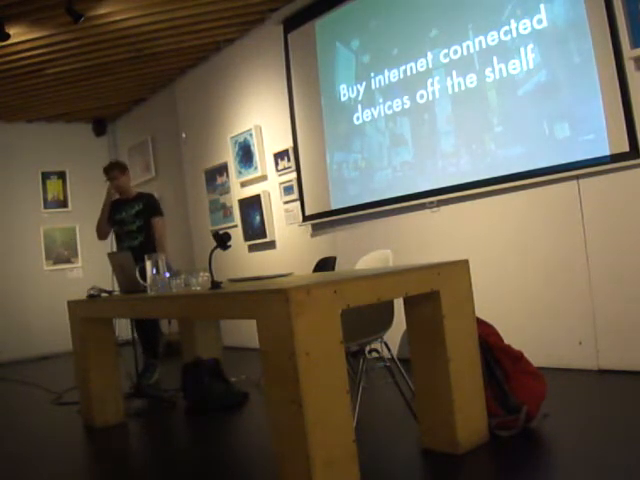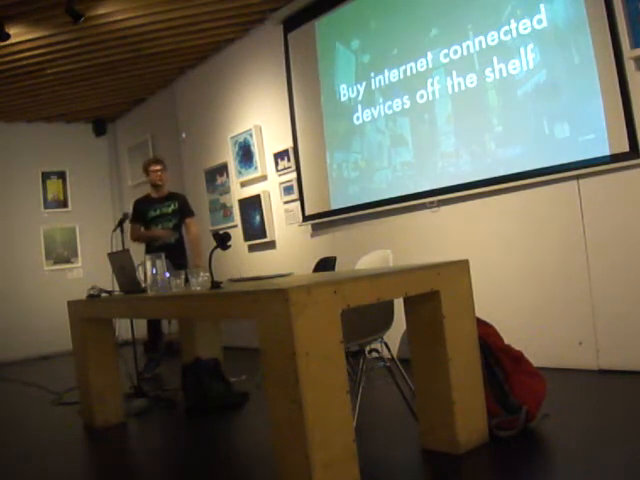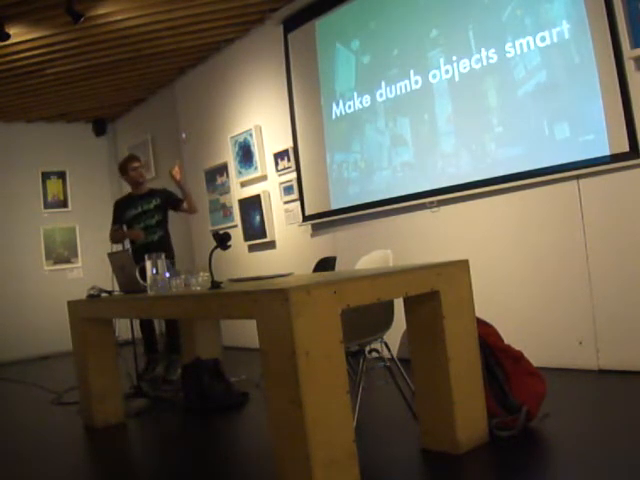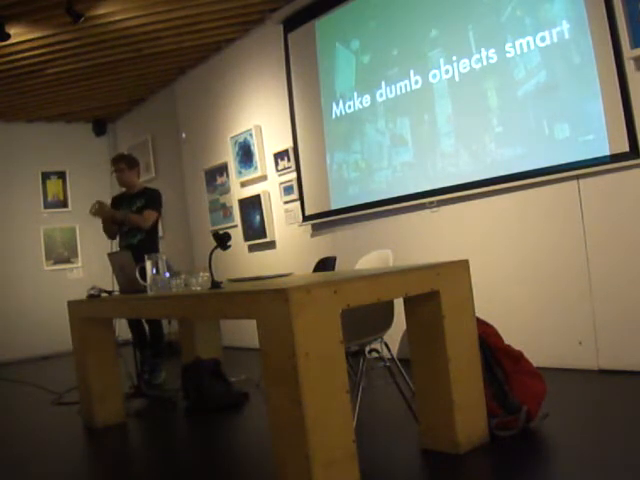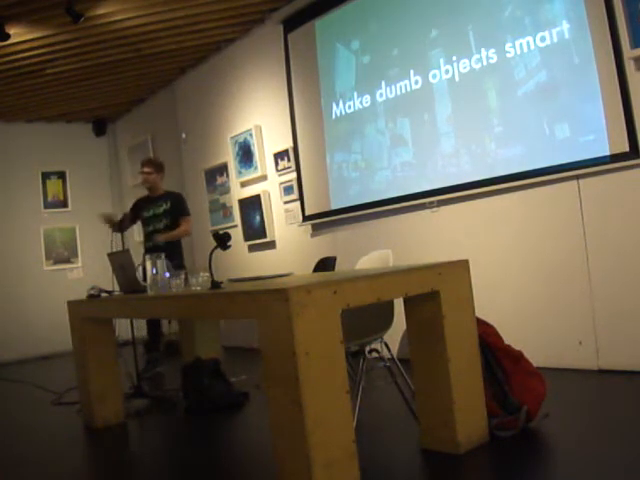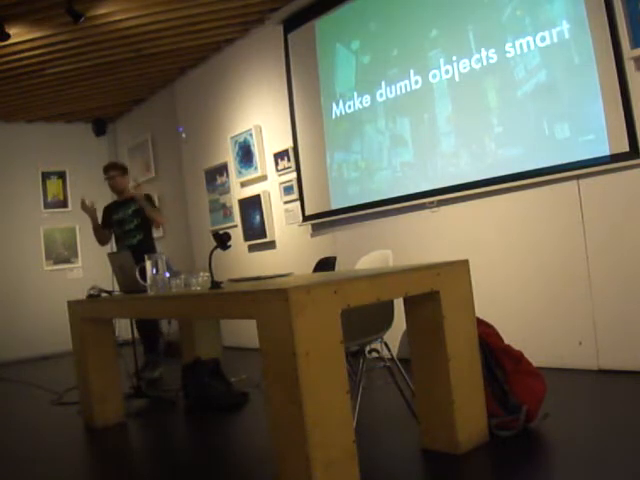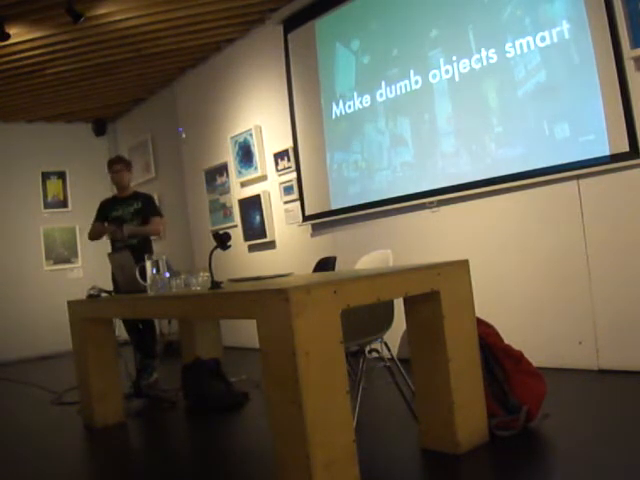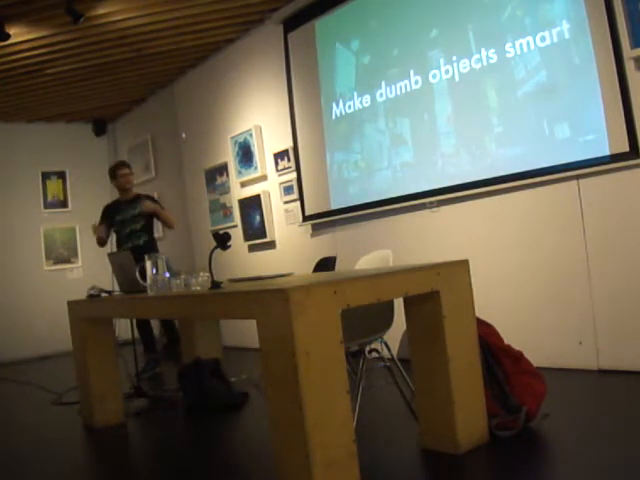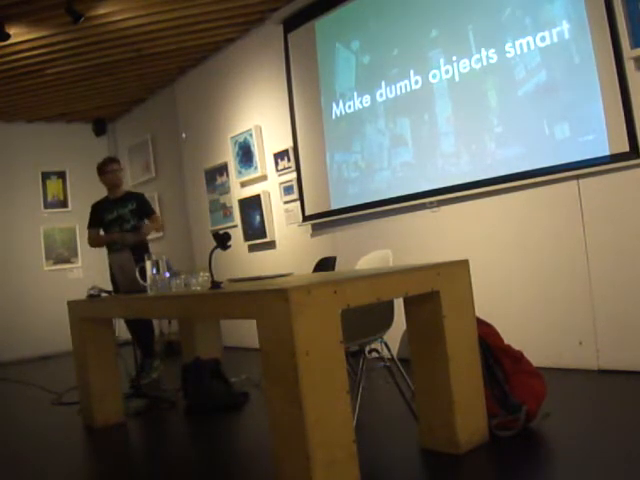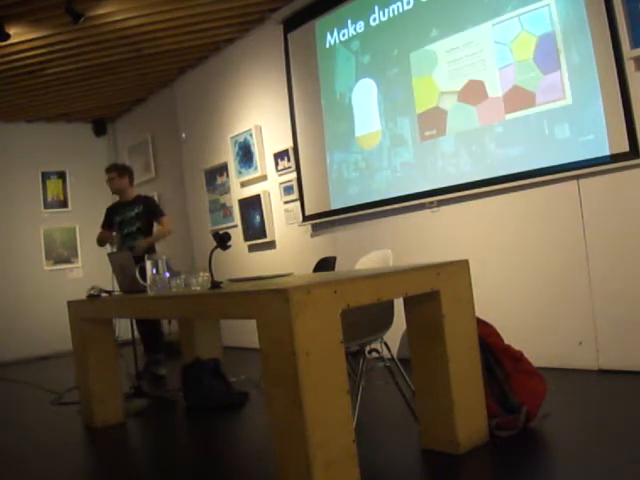So another way of doing it, which is cheaper and what I prefer to do because it's a bit more hacky, is take dumb objects and make them smart. You can buy really tiny sensors that have got crazy long battery life and attach them to these objects and make them the Internet of Things dynamically. When one of these sensors vibrates for more than 5 seconds, you can send signals saying that that's the washing machine turning on.